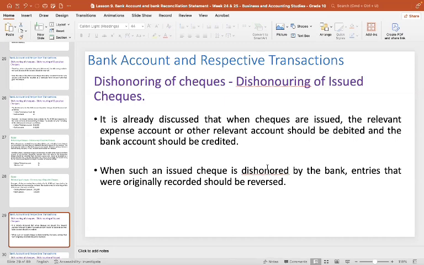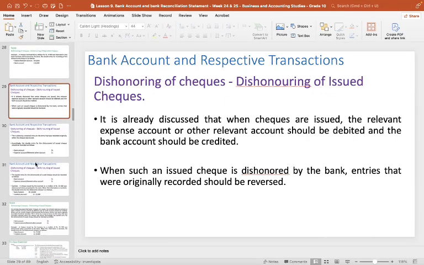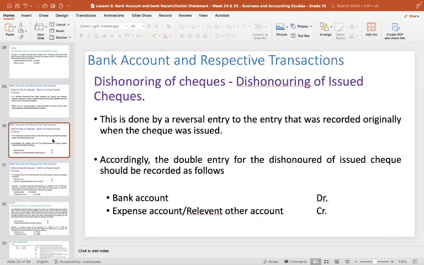අපි issued check එකකුත් dishonored වුණොත් what we have to do is we have to reverse the original records. This is done by a reversal entry to the entry that was recorded originally when the check was issued. Check එක issue කරද්දී කරන original entry එක තමයි අපි reverse කරන්නේ. Then අපි බලමු what is the double entry for dishonored of issued checks.